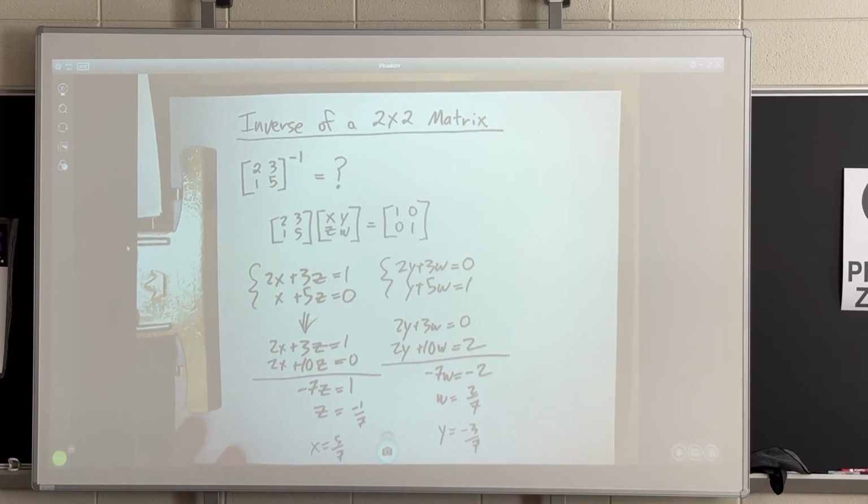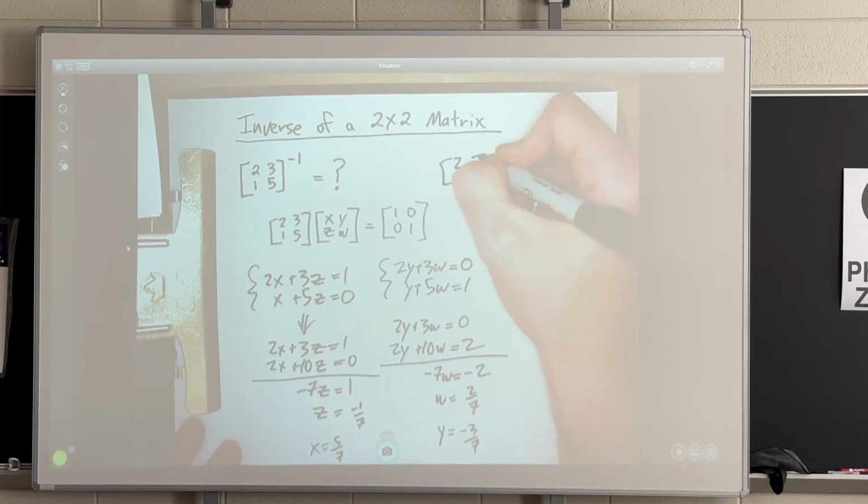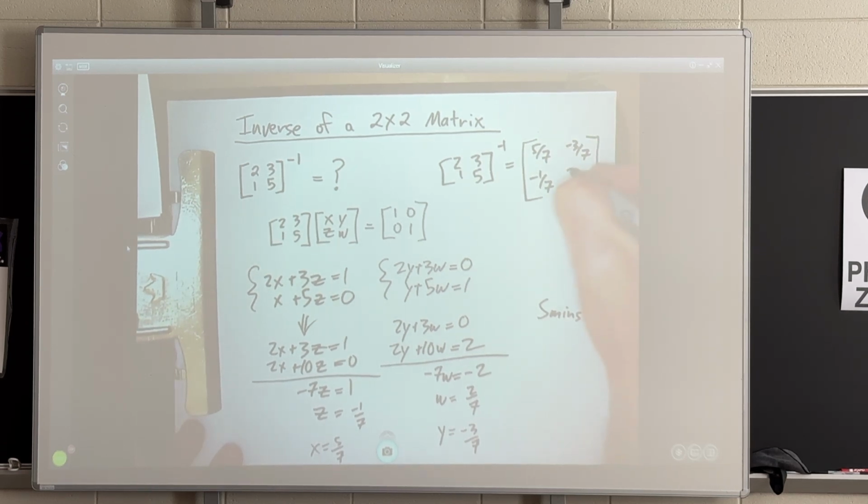Yep. All right, so I don't know, this took like, what, 5 minutes? Okay, I was going a little bit faster, so it probably took me less, but this is not so hard for a student. And so what is the answer to the inverse of this matrix? It is just the matrix consisting of x is 5/7, z is negative 1/7, y is negative 3/7, and w is 2/7.